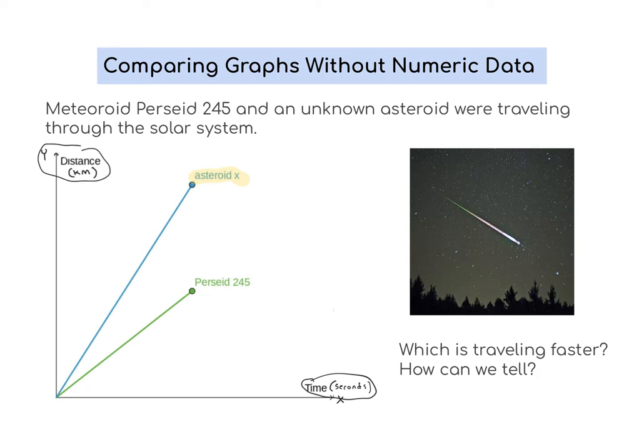I want you to pause this and just stare at this graph for a little bit and think about the question: which of these are traveling faster, and how can we tell even if there is no numeric data?